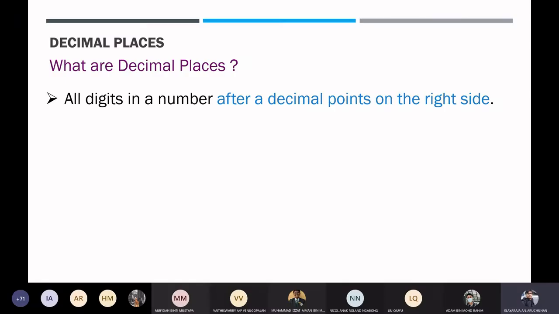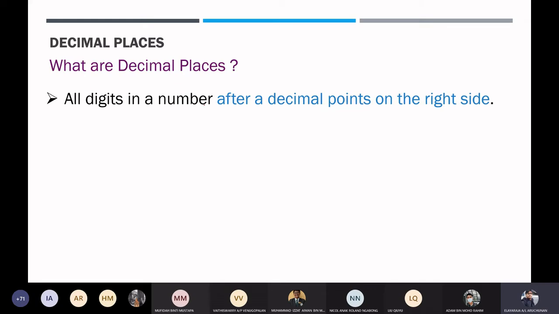What are decimal numbers, or decimal places? I think this is not very new to you because you already studied that in your secondary school. Just a recap of a few things here: all digits in a number after the decimal point, on the right side, are called decimal places.